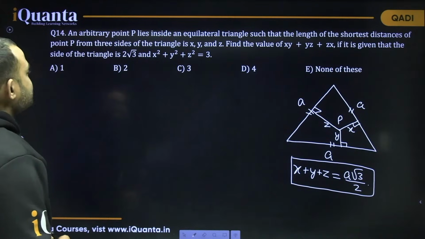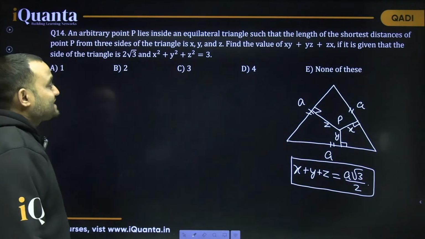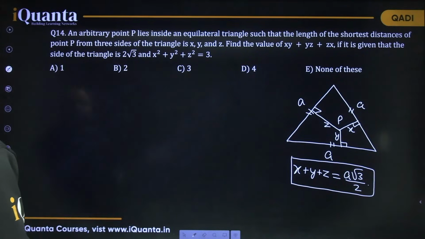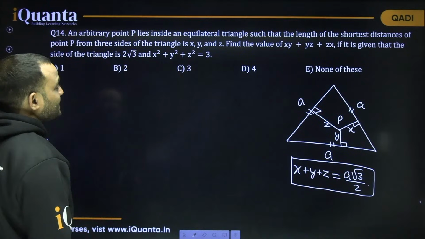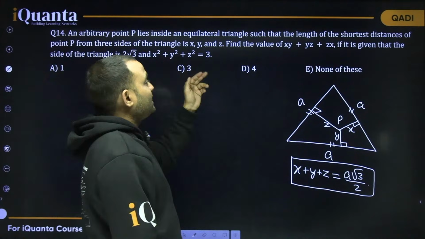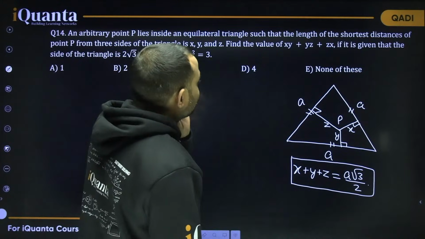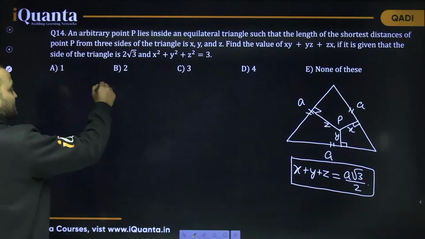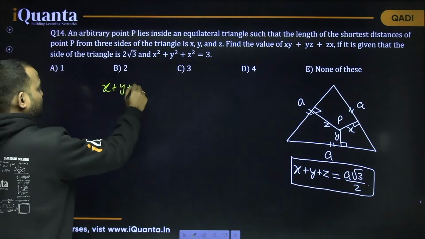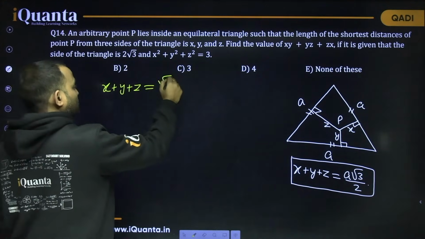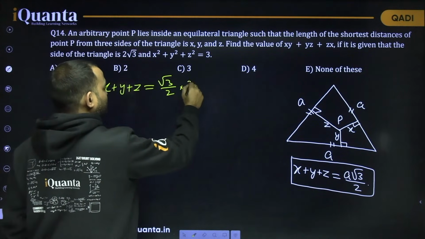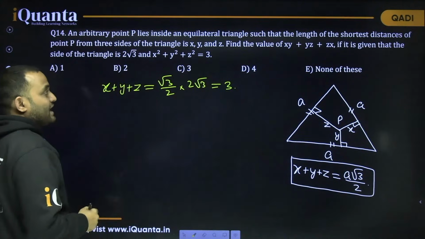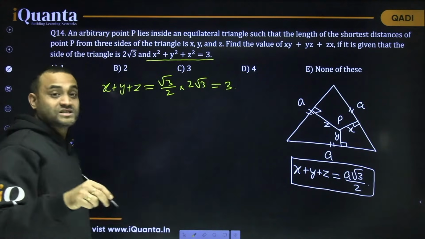Now, it says an arbitrary point P lies inside an equilateral triangle such that the length of the shortest distances of point P from three sides of the triangle is x, y and z. Find the value of xy plus yz plus zx if it is given that the side of the triangle is 2 root 3. So, x plus y plus z will be equal to root 3 by 2 into 2 root 3, which gives us 3. And x square plus y square plus z square is equal to 3 is given.